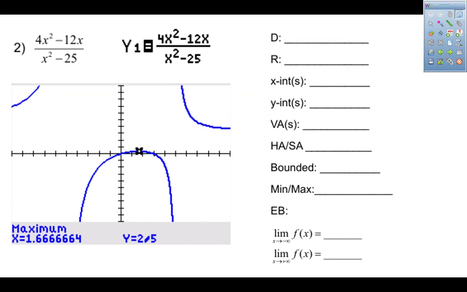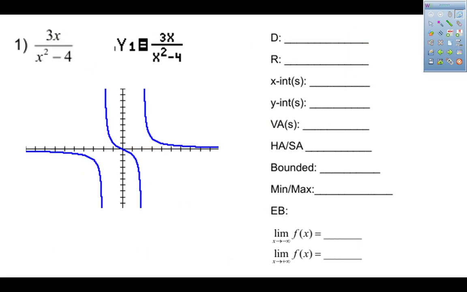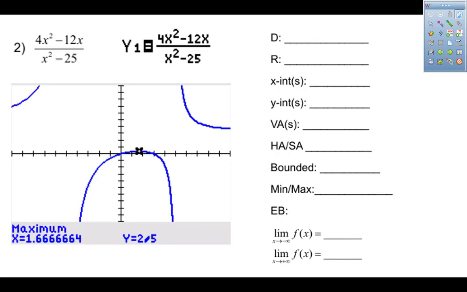All right, so that's the second type of graph. So you're going to see a graph that looks like that in your multiple choice. You're going to see a graph that looks like that. And you're only going to be asked to find one of these things. We're doing all of them just to practice, but you're only going to be asked to find one.